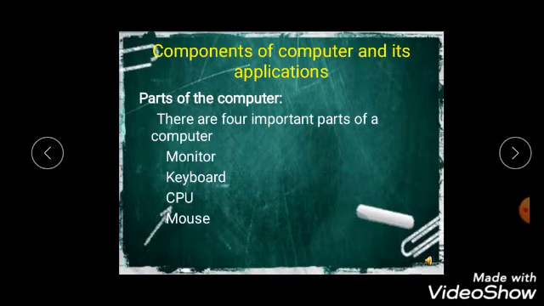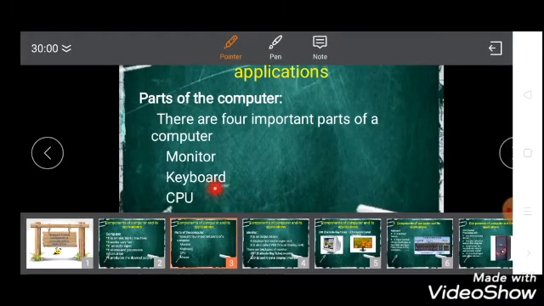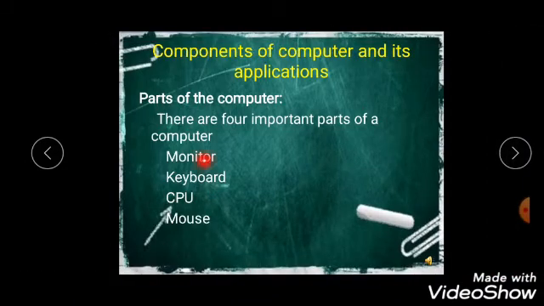And the parts of the computer. There are four important parts of the computer. Without the four important parts, we cannot run the computer. We cannot say it is a computer. First one is the monitor, second is the keyboard, third is the CPU, and fourth is the mouse. Monitor, keyboard, CPU, and then mouse. These are the four important parts of the computer.